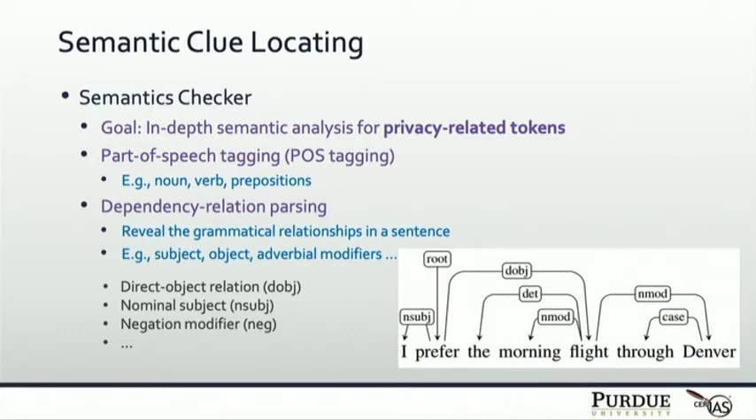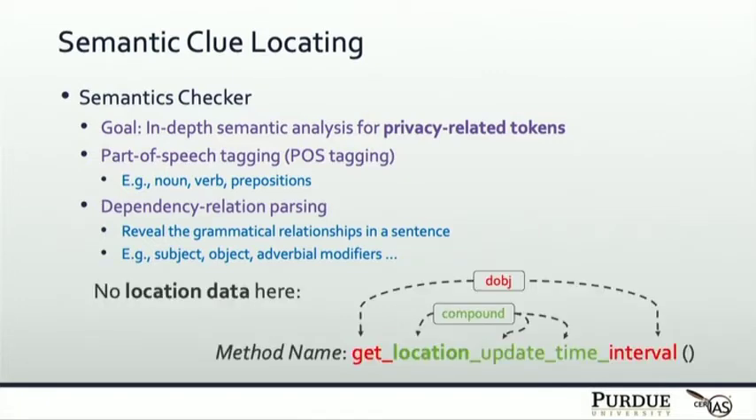And also, we use typed dependency parsing to check if the privacy-related keyword shares a specific relation with other words. Typed dependency parsing provides a simple description of the grammatical relationships in the sentence by providing a more structured format to analyze those sentences. Consider the following example. In this method name, the location only holds a compound relation with update and time.